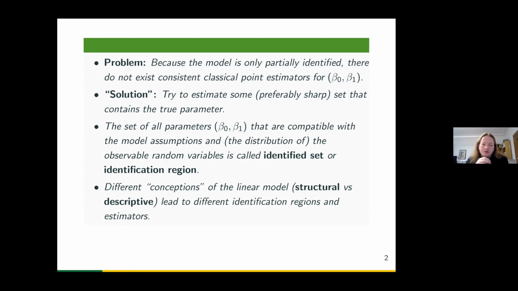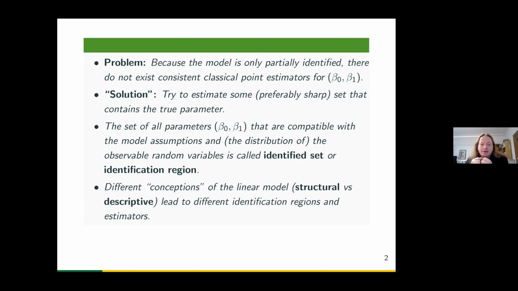What will be the solution? The solution in partial identification is that we do not try to estimate the true parameter, but we try to estimate some set for which we know that this set contains the true parameter. And so one could say that the set of all parameter vectors which are compatible with both the imposed model assumptions and the distribution of all random variables which we could observe, this set of all parameters is called the identified set or identification region. And we try to estimate this identification region.